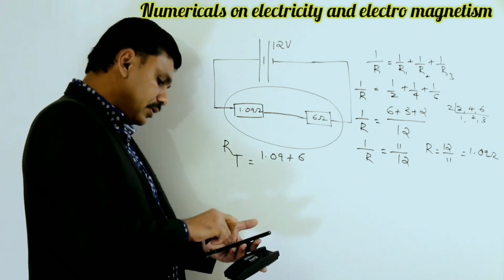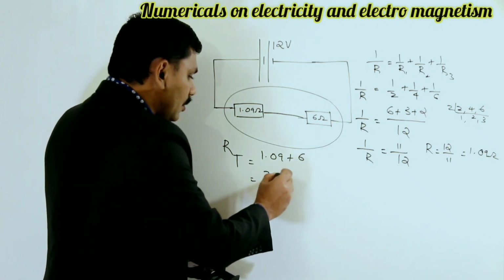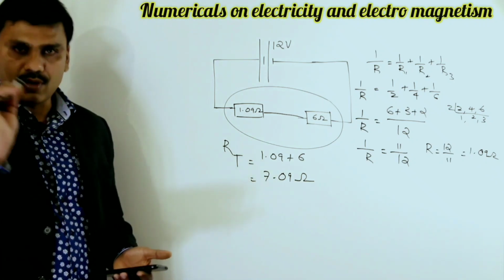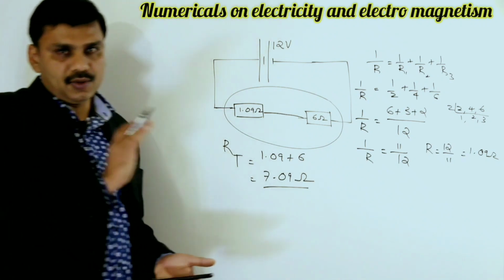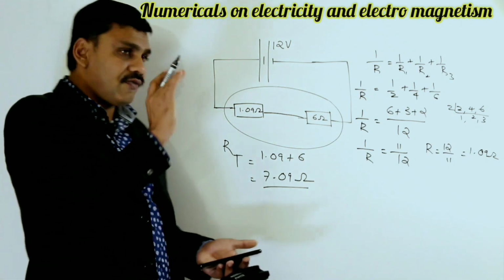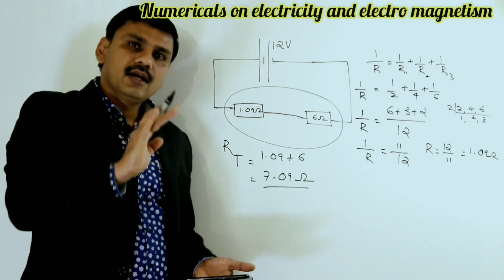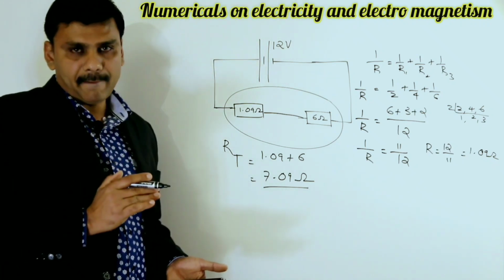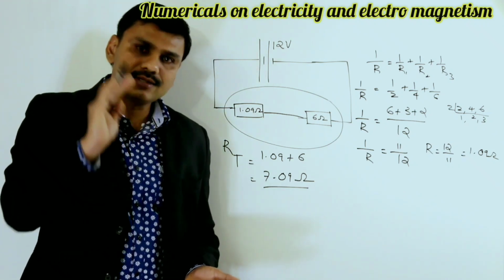1.09 plus 6. It is 7.09 ohm. So this is the total resistance in the circuit, or the effective resistance, or the equivalent resistance in the circuit. So this is the way to get the equivalent resistance in the circuit.